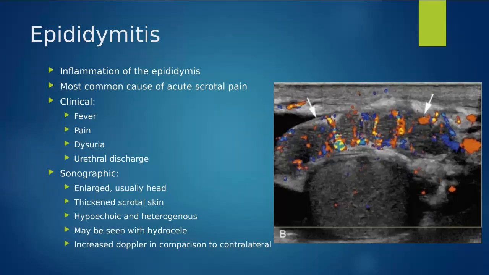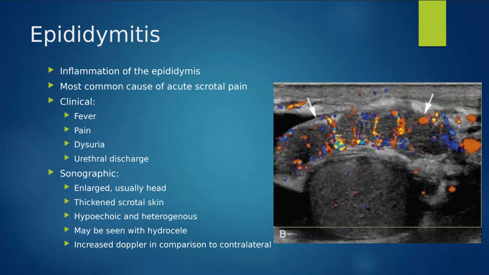Moving on to more of our inflammations. First, we have epididymitis. So this is going to be the inflammation of the epididymis. This is going to be the most common cause of acute scrotal pain. So when a patient comes in with scrotal pain, the thing that we're mainly concerned about is a torsion. And if it's not going to be a torsion, it's most likely going to be some type of itis, whether it be epididymitis or orchitis.